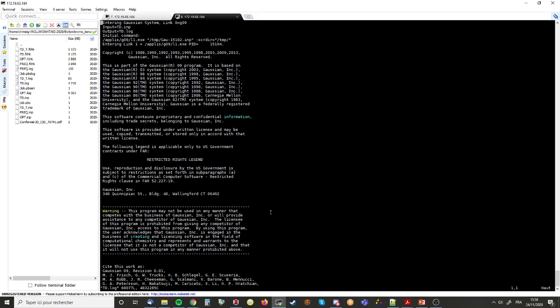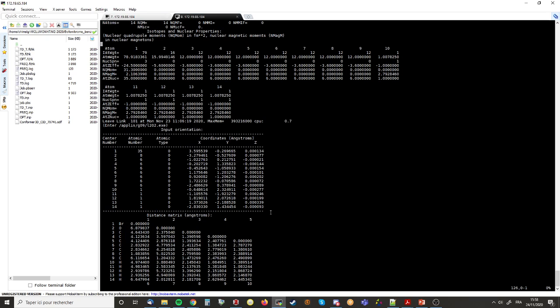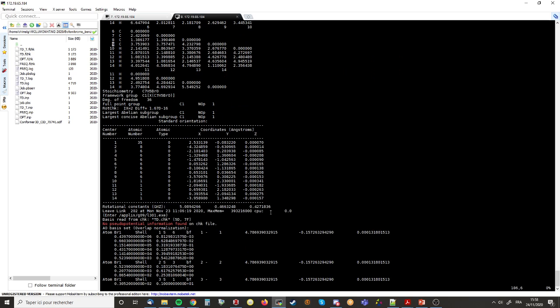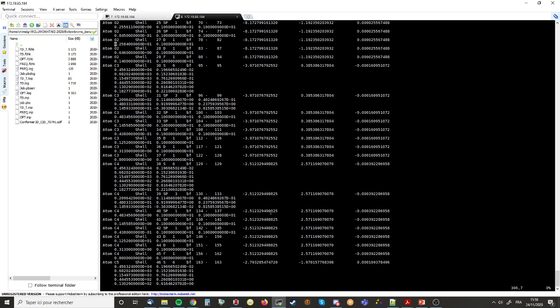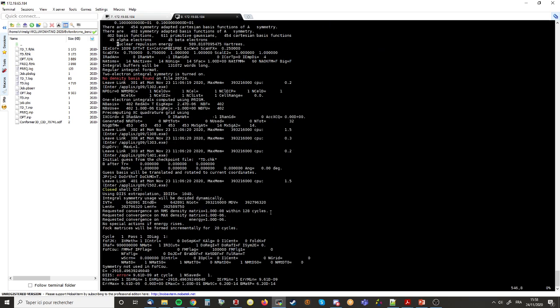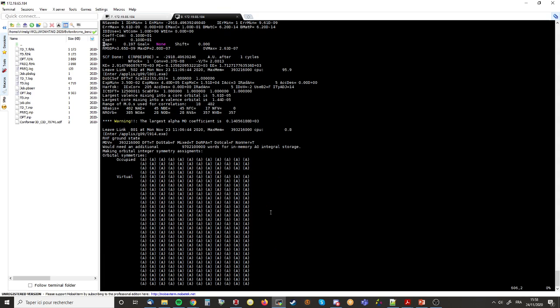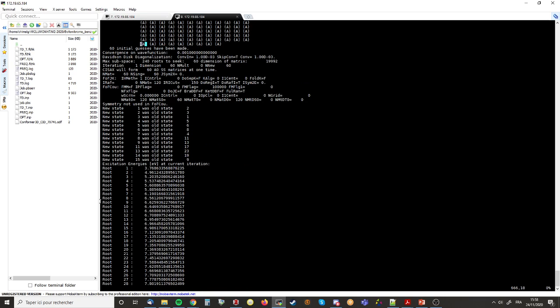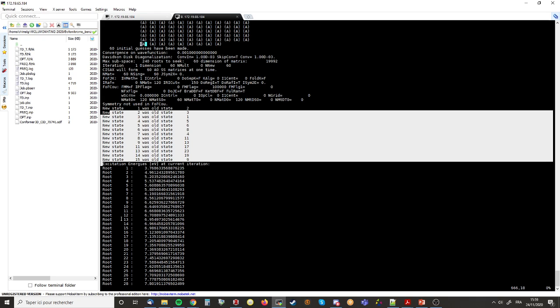So there are like 68,000 lines, okay? However, I will show you briefly. What we have here is reading the geometry and the basis set, and it is starting some SCF calculations. However, the SCF is already computed, so in one cycle it has done the wave function. So now it has the wave function for the ground state, and it will start to optimize the excited states.